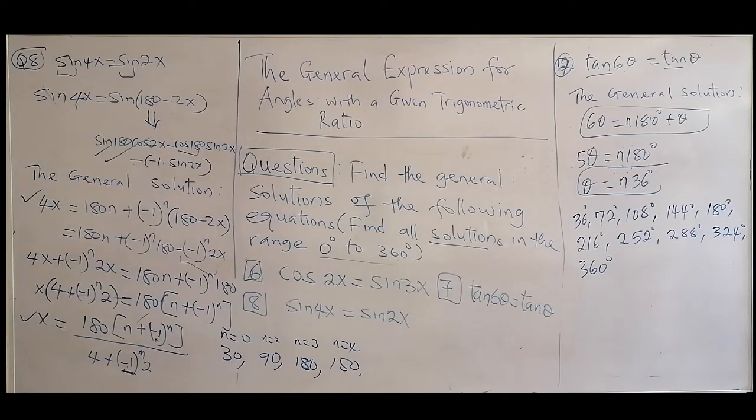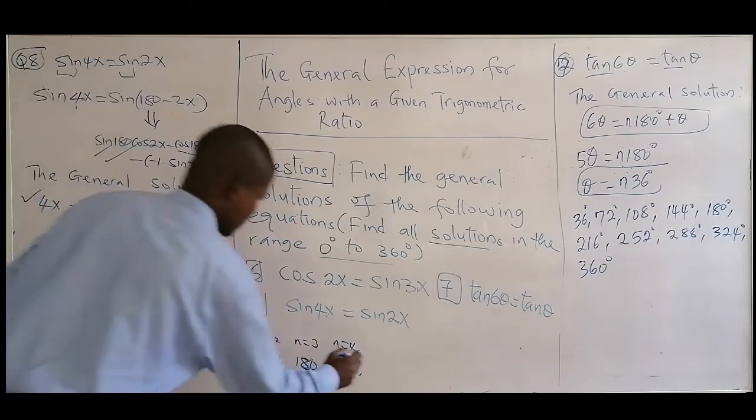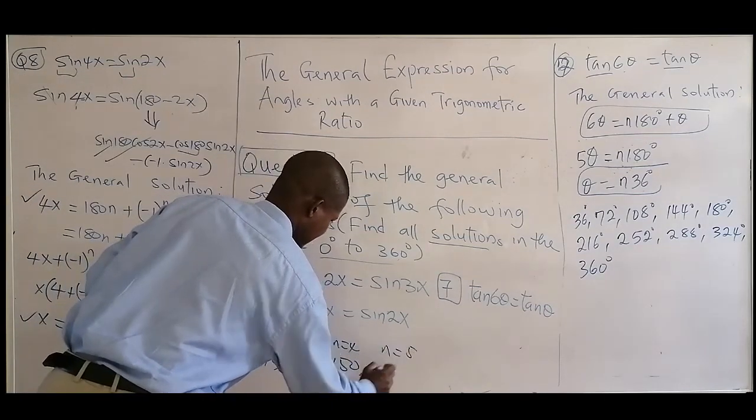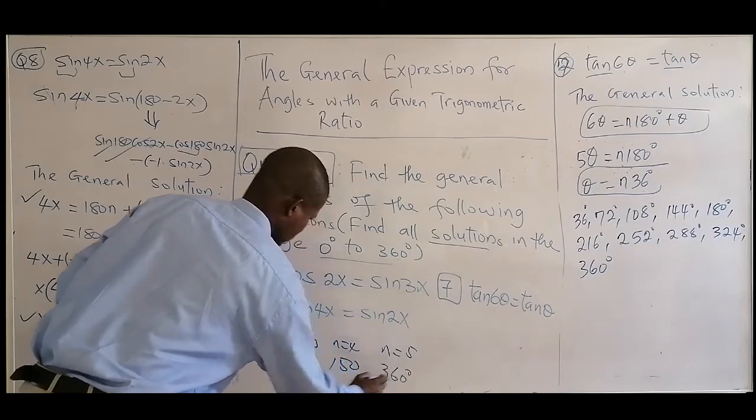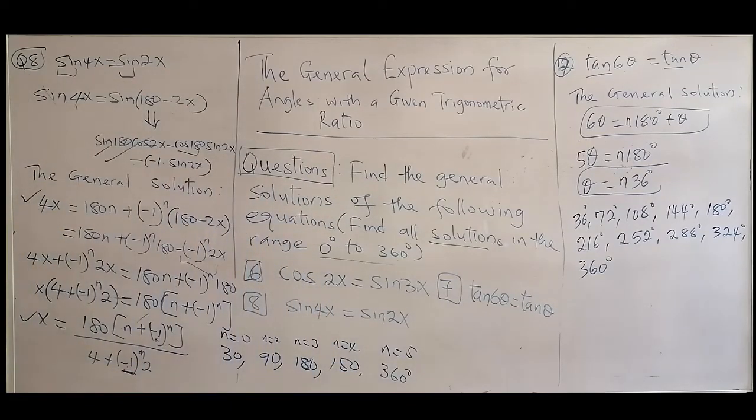N equal to 5, let's check that. That'll be 180 into bracket 5, and this is minus 1. And then at the bottom, that's a 2. That's 360 for n equal to 5.